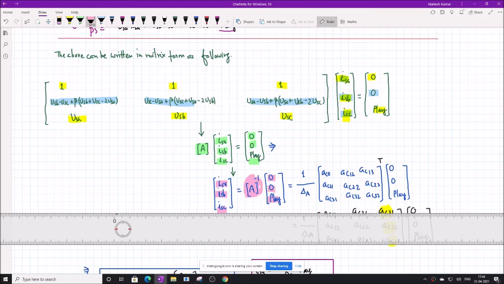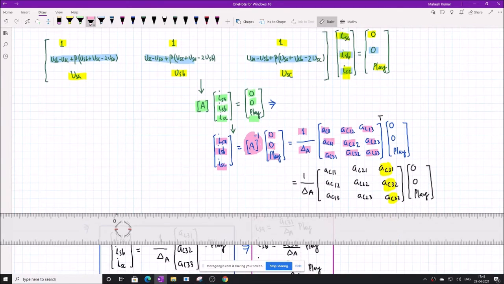Now what is A inverse? A inverse must be equal to 1 by determinant and its cofactors transpose. You know it: any matrix whose inverse exists can be written as 1 by determinant of that matrix into the matrix which has the cofactors, transposed. I have called it AC.